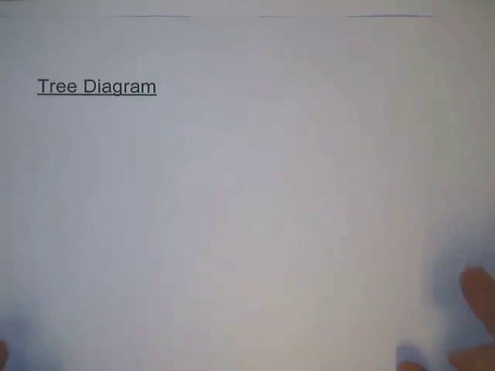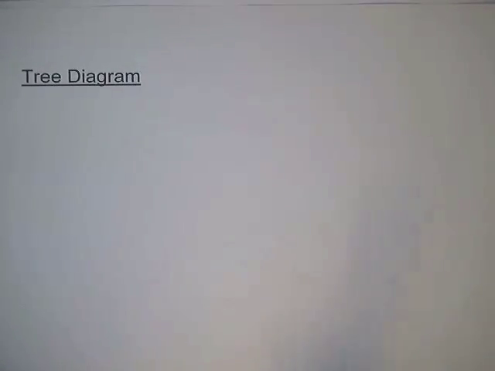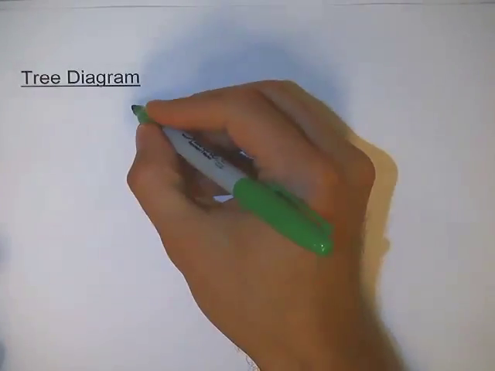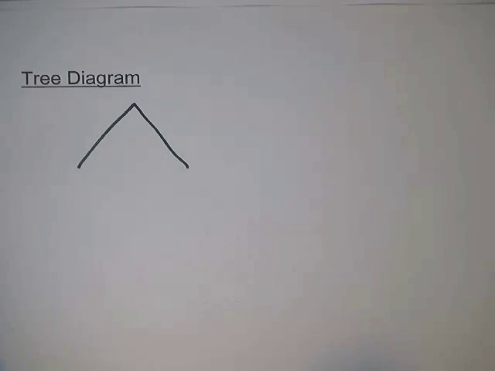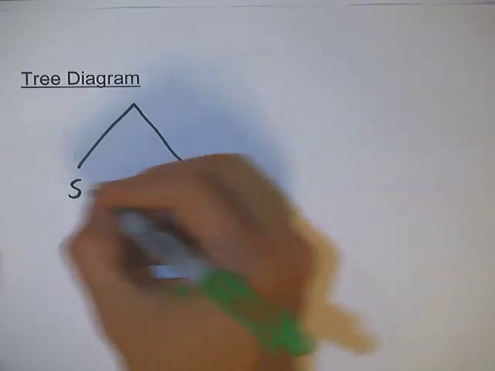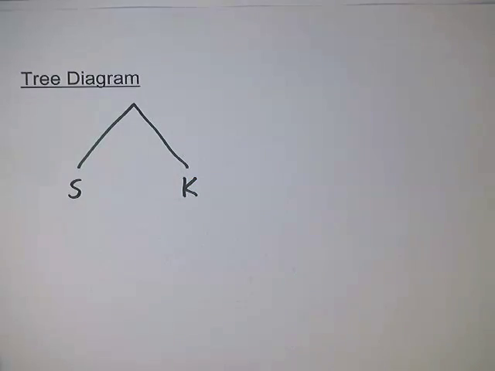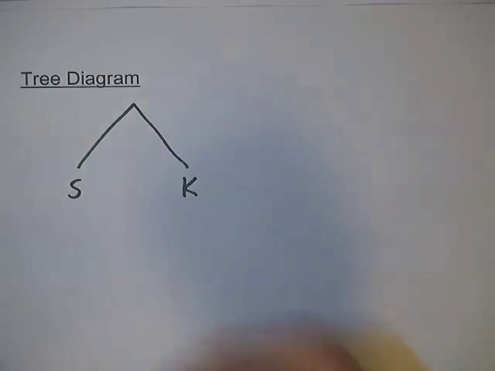Okay, so with our tree diagram, we're going to start with basically the customer's choice of which service to take. So either Speedy or Quick. And we knew that the probability of S, the probability of Speedy, was 0.7.